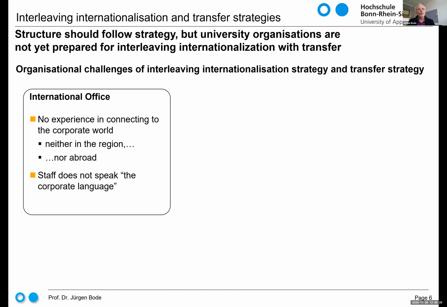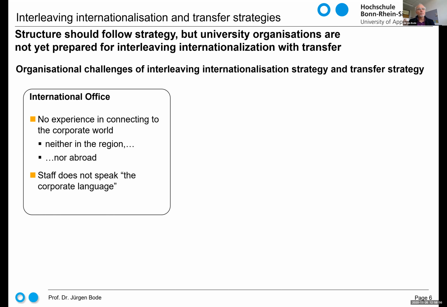You might know the term structure follows strategy. So now that we will develop this new strategy and it will come into place next year, we have to make sure that we can implement this strategy. And an important element of strategy implementation is organization. So we have to adapt our organization so that it is able to implement the strategy. But what are the challenges?